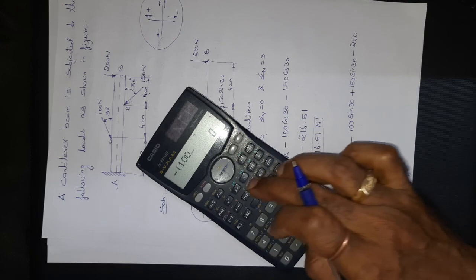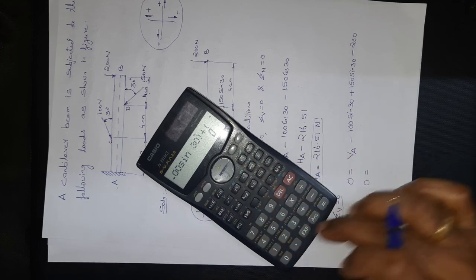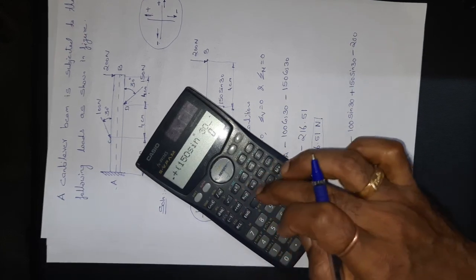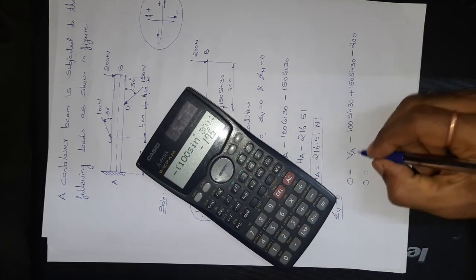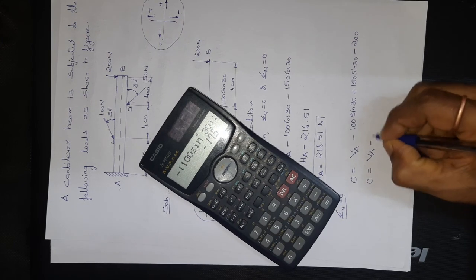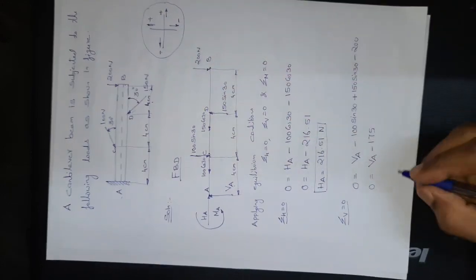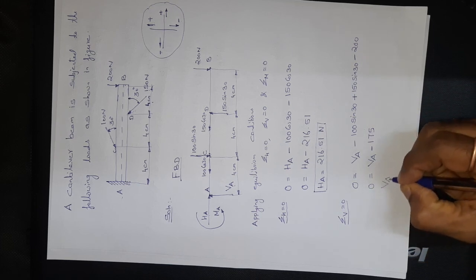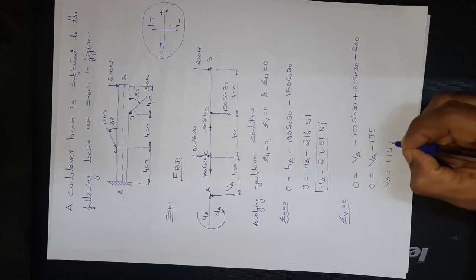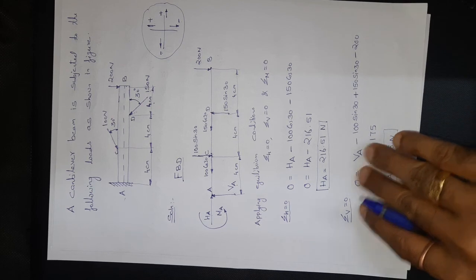minus 100 sin 30 plus 150 sin 30 minus 200, which is equal to minus VA minus 175, isn't it? 175, right? So if I take the 175 to the other side, it becomes VA equal to 175 Newton, right? So next I need to take the moment.